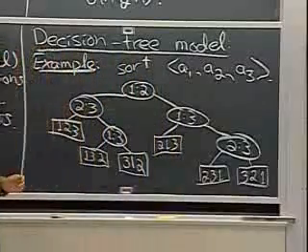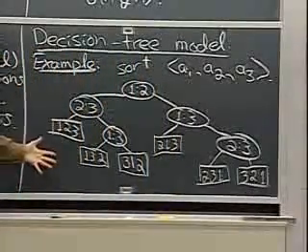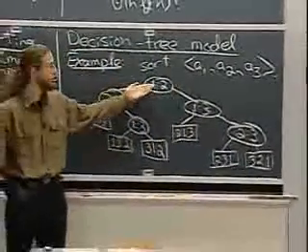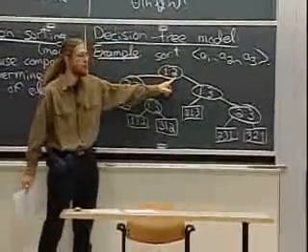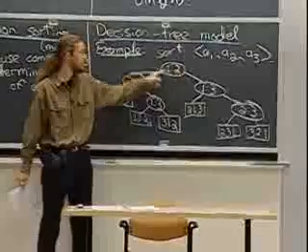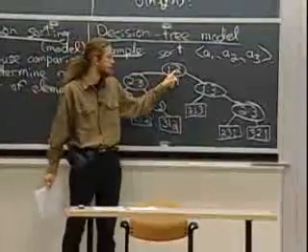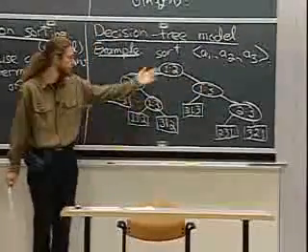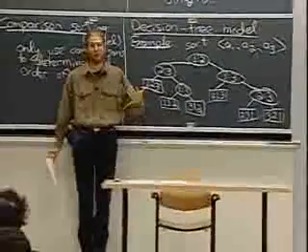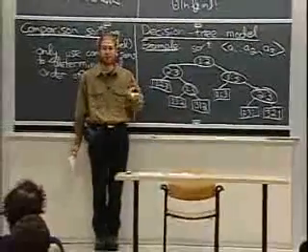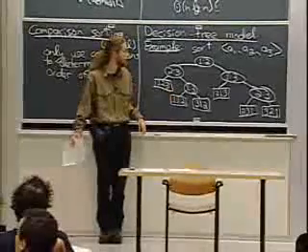So what this tree means is that at each node, you're making a comparison. This says compare A1 versus A2. If A1 is smaller than A2, you go this way. If it's bigger than A2, you go this way. And then you proceed. When you get down to a leaf, this is the answer. Remember, the sorting problem is you're trying to find a permutation of the inputs that puts them in sorted order.